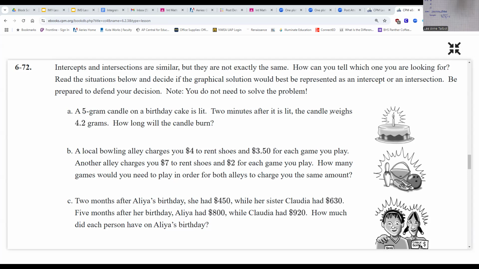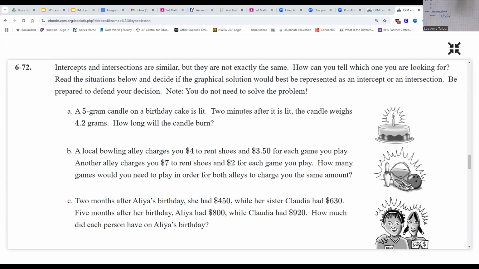Whoa. That would not be me. I just gotta tell you, I am not good with money, never have been. If I have $1, I will spend it, probably on something stupid. Anyway, I seriously would not have spent that $450. Well, just wait. 5 months after her birthday, Aaliyah had $800 while Claudia had... What's with these amazing girls? I need to learn from Aaliyah.